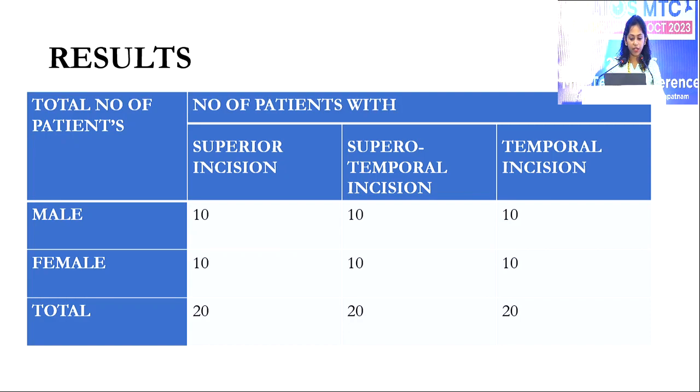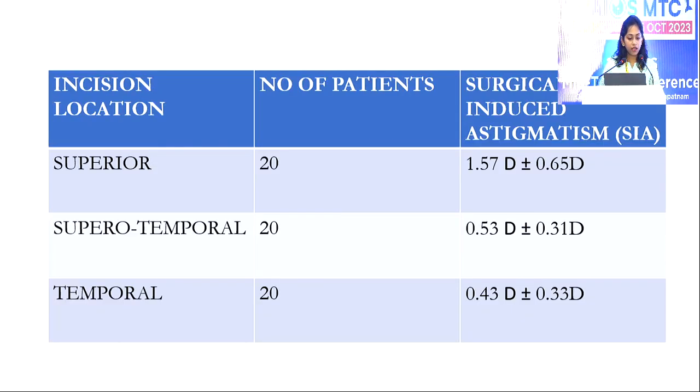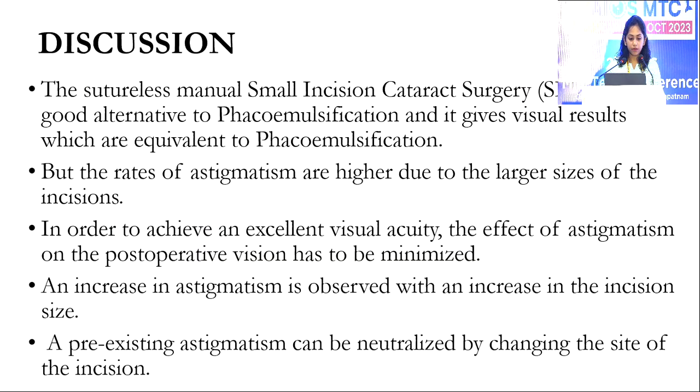The results in my patients: in each group 20 patients were taken, with 10 males and 10 females. In the superior incision, the surgically induced astigmatism was around 1.57 diopters, plus or minus 0.65. In superior temporal, it was 0.53 diopters. In temporal, it was 0.43 diopters.